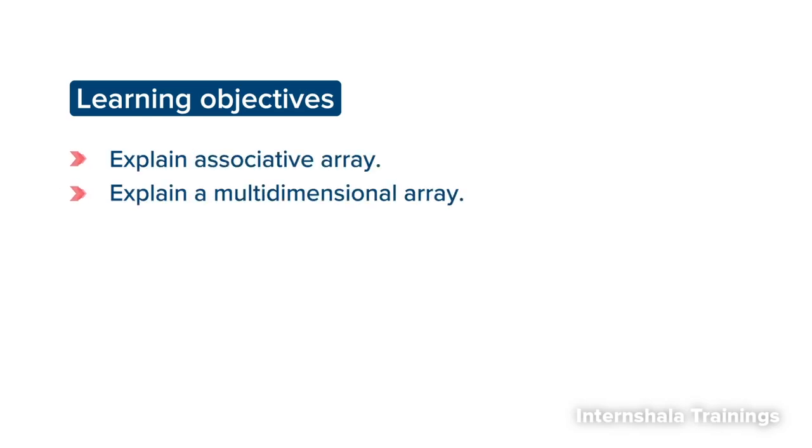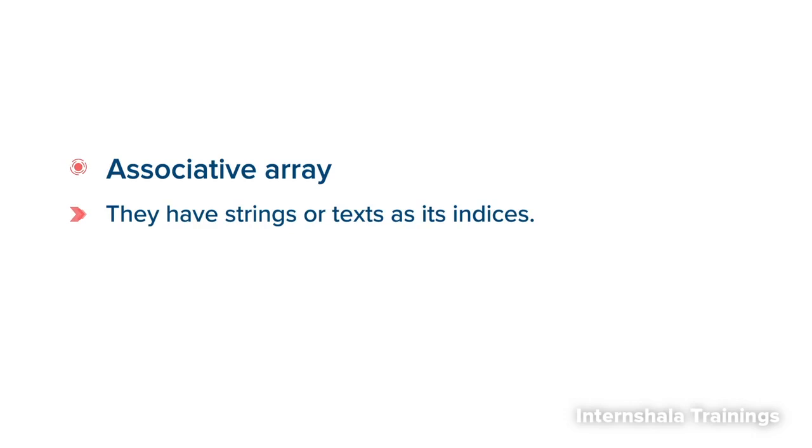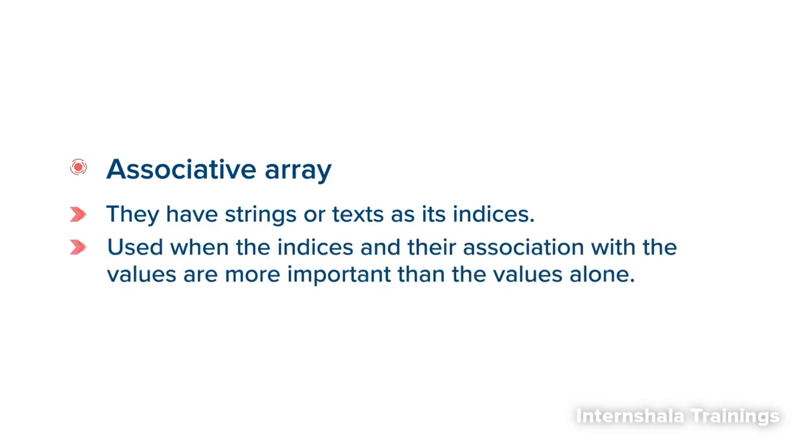After going through this video, you will be able to explain associative array, explain a multidimensional array. Let us continue our discussion on the types of array. Associative arrays have strings or texts as their indices. These arrays are particularly used when the indices and their association with the values are more important than the values alone.